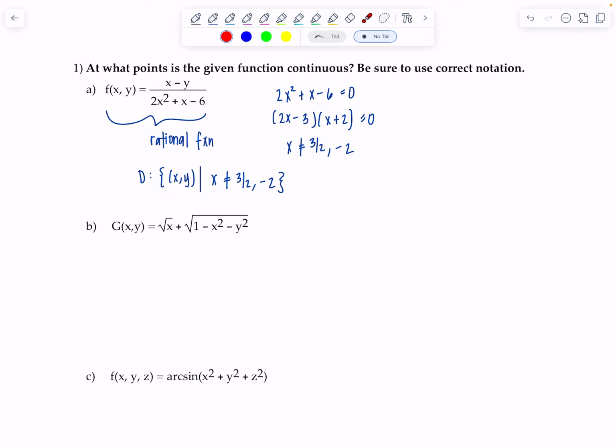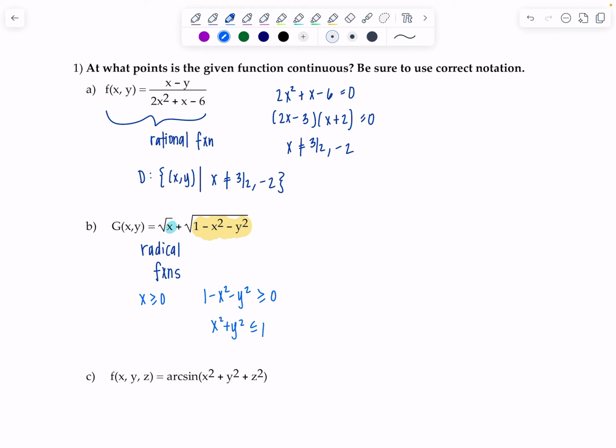G of xy equals the square root of x plus the square root of 1 minus x squared minus y squared. So this is a combination of a couple radical functions, but yes, the theorem applies to radical functions. They're continuous on their domain. Here we have square root of x, so that tells me x has to be greater than or equal to 0. And then the radicand, or the expression under the second radical, is 1 minus x squared minus y squared. So that adds the condition that 1 minus x squared minus y squared also has to be greater than or equal to 0.